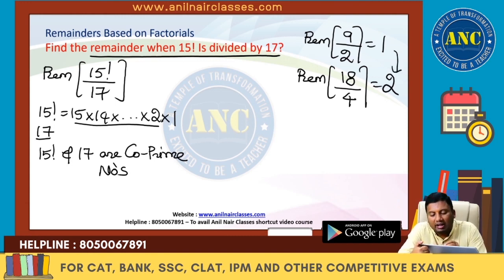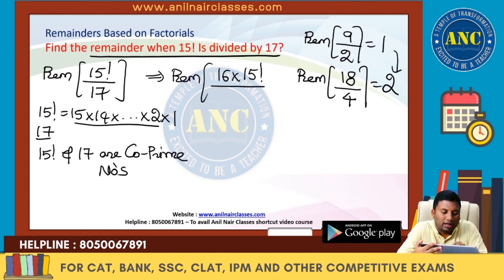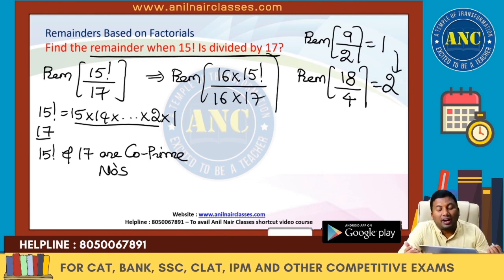Remainder is getting affected when the numerator and denominator are not co-primes. That means if you solve this question like this, 16 into 15 factorial by 16 into 17, because n factorial is n into n minus 1 factorial, you might get an idea that can I write like this.